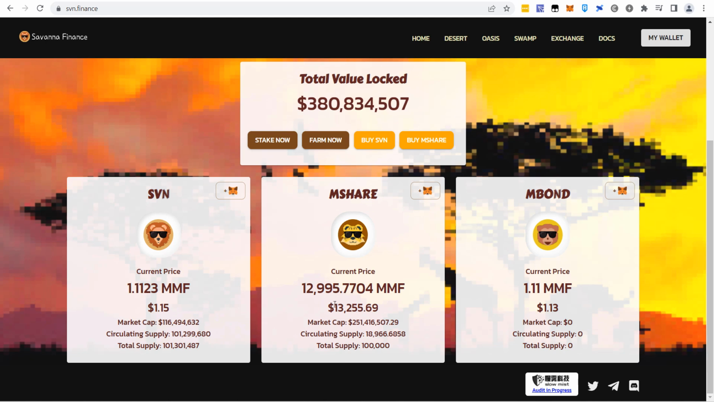What's supposed to happen is the people who own the M share token, right now valued at $12,000 each, $13 million in this protocol, there's only 100,000 supply. The idea is if you own the M share token, then you must really believe in this. So they give you the SVNs as a reward. You basically get free money, and it's a lot of money.